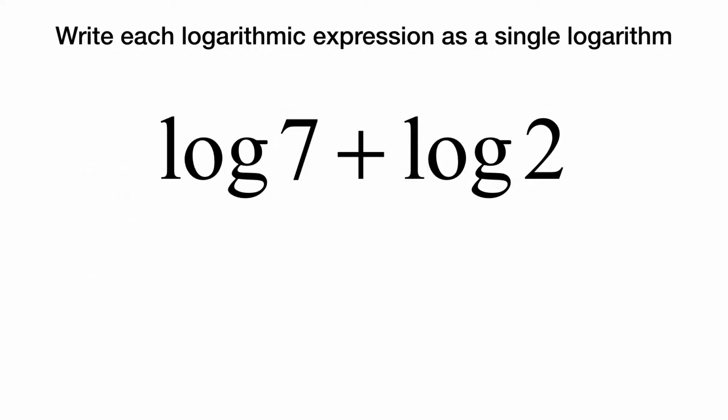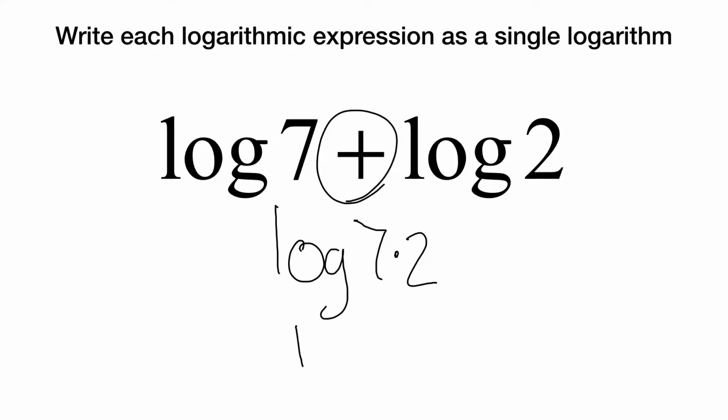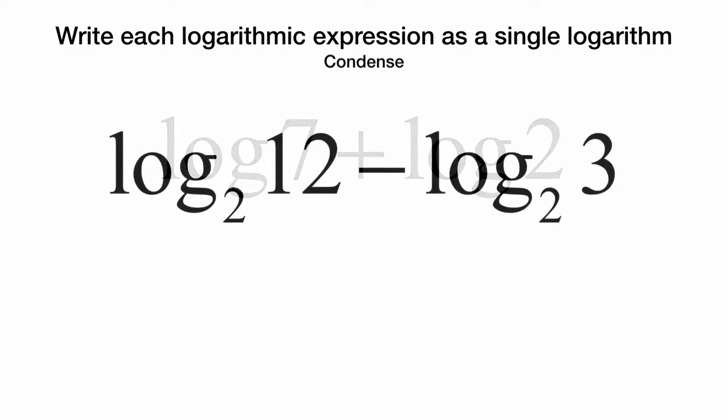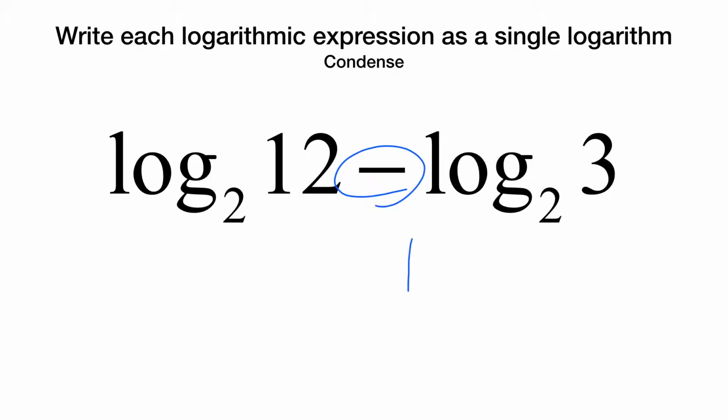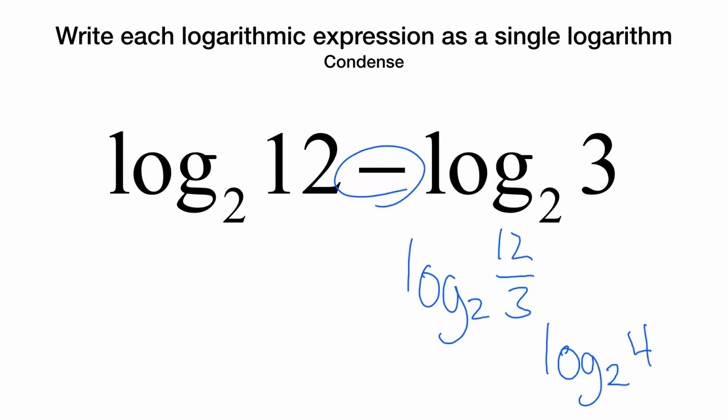Now we're going to write each logarithmic expression as a single logarithm. You'll notice in this case we're adding, which means we would say log base 7 times 2, or log 14. We're condensing, by the way. Let's try this one. In this case, because we are subtracting, we're going to divide. So it's log base 2 of 12 over 3, or log base 2 of 4, which, by the way, is 2. We're just not putting that in yet. Don't tell anyone.